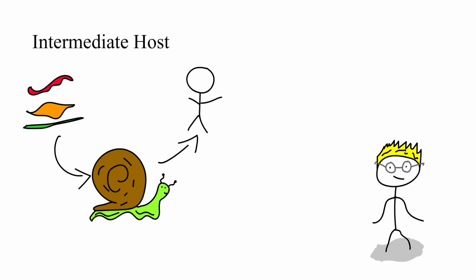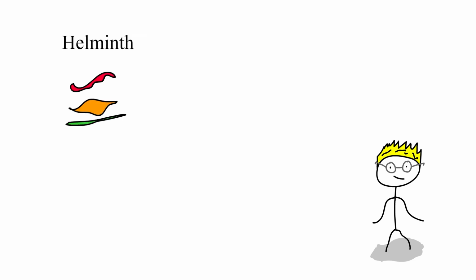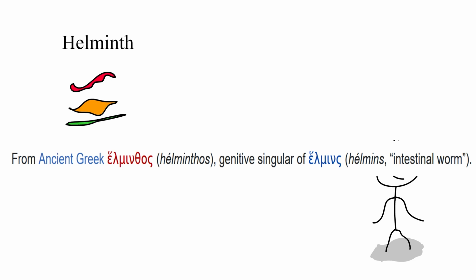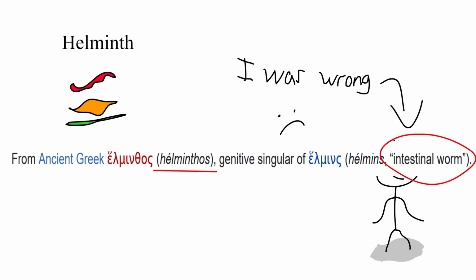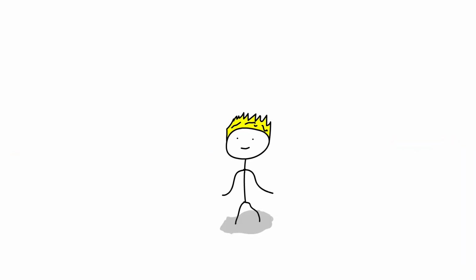Intermediate host. Any host whose purpose is to transport the parasite to its final host or to incubate the parasite until it is ready to brave this harsh world and make its stake into some poor, unsuspecting victim. Helminth. The scientific name for parasitic worms comes from the Greek word helminthos, literally meaning worm. Okay, now we're ready to discuss these marvelous, beautiful creatures.